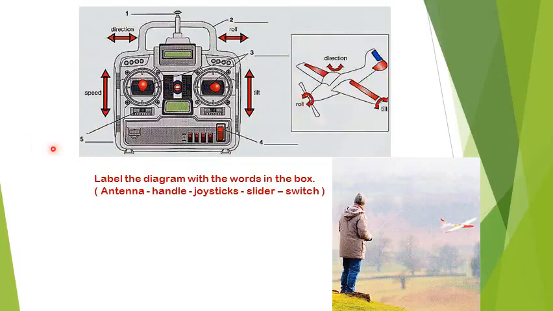So this remote control controls the direction, the speed, the roll, and the tilt of the plane. I need you to give yourself a time to think of the words that are here. I will read them with you. We have antenna, handle, joysticks, slider, switch. Give yourself time to think of the right answer and then move to the next slide.